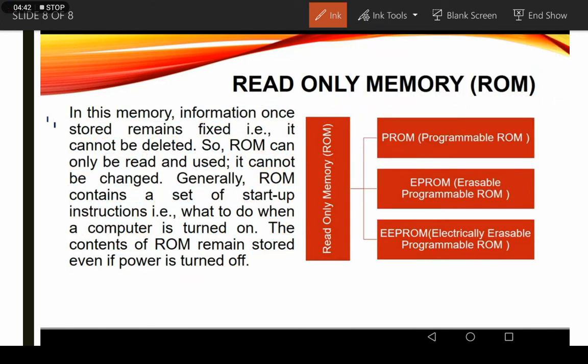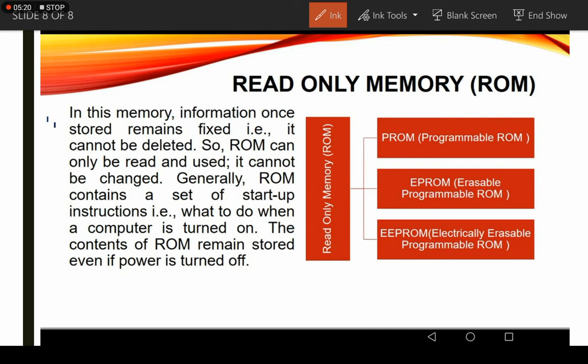So as we discussed, our RAM is only used for processing the data. RAM is a temporary memory while ROM is a permanent memory. It means the data stored in ROM is permanent. ROM is basically used when we start our computer, so there are some instructions which are shown on our computer screen. The instructions are stored in our read only memory or ROM.